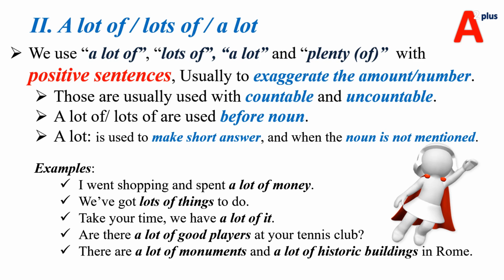We have got lots of things to do. So if we use of, a noun must always come. Okay? Take your time. You have a lot of it. Means you have a lot of time. So after of, a noun, which is time, is needed. Are there a lot of good players in your tennis club? Obviously, nobody's going to say no to his tennis club. So, if we expect the answer is yes, we can sometimes use a lot in question as well. There are a lot of monuments and a lot of historic building in Rome.